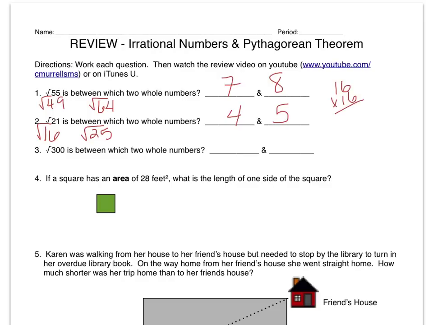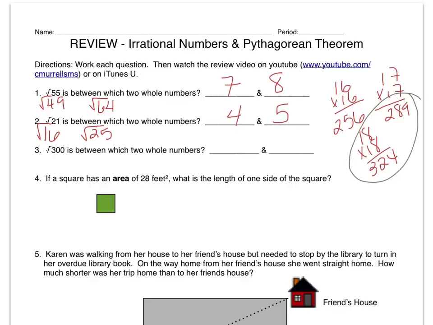I did 16 times 16 and I ended up getting 256. And then 17 times 17 and I got 289. And 18 times 18 and I got 324. So looking at this, it's between these two. So it's going to be between 17 and 18.